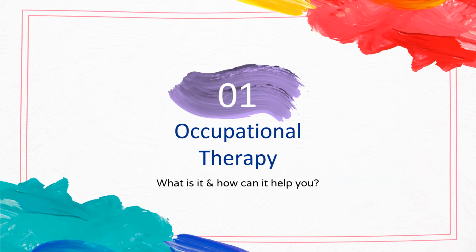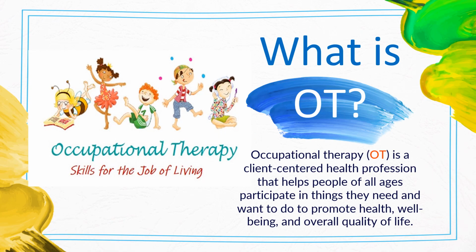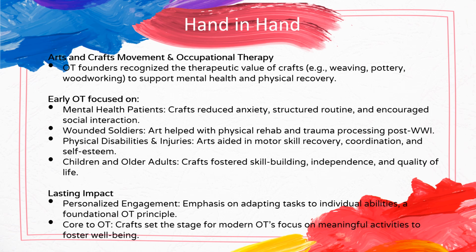So first we're going to talk just a little bit about occupational therapy. Since I love advocacy so much, I have to spend a little bit of time advocating for my profession. So we're just going to talk a little bit about what OT is and how we would love to be an active resource for you guys. So the simple definition of OT is that it's a client-centered health profession that helps people of all ages participate in the things that they need and want to do to promote health, well-being, and overall quality of life.